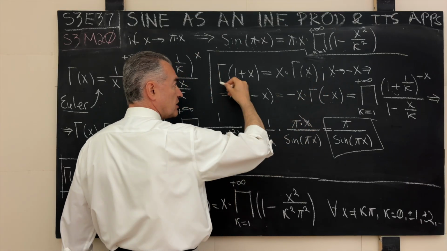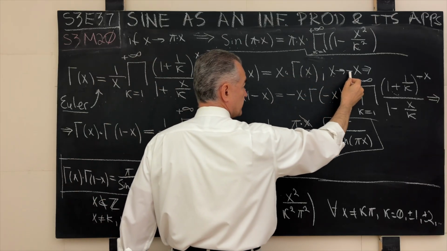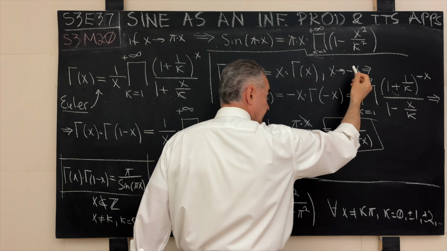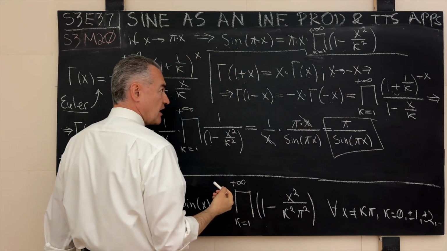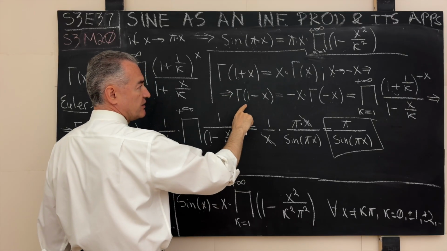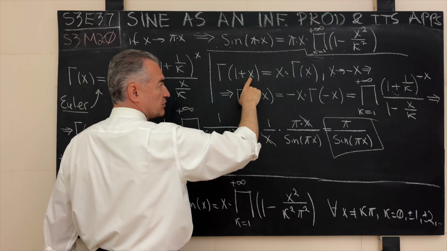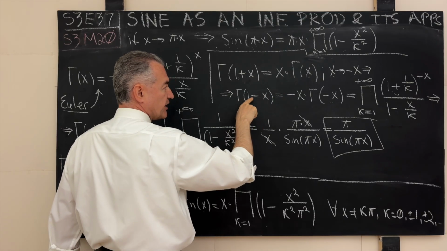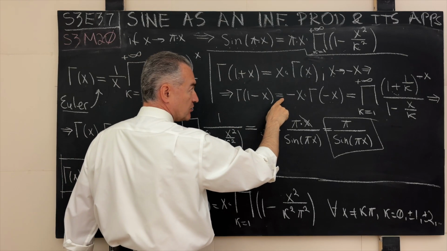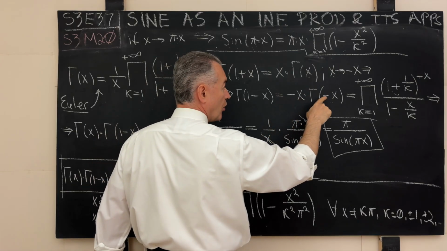Now here we turn around and flip this by changing x to minus x. We take the opposite sign of x, and then we put negative x into this formula uniformly again. So 1 plus x becomes 1 minus x, which is equal to minus x times gamma of minus x.